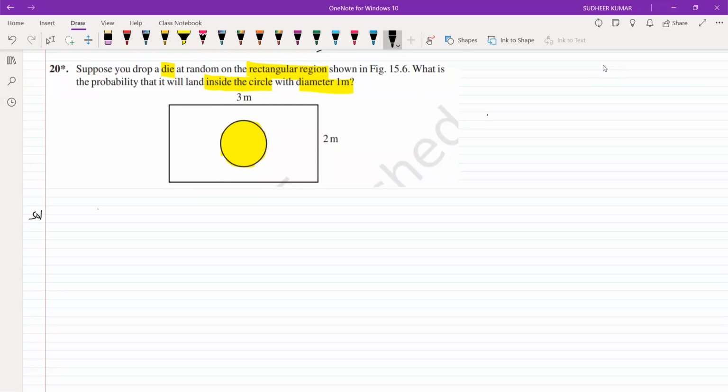So in this case, number of total possibilities is nothing but the area of the rectangle. So you need not write this, number of total possibilities. Area of the rectangle is, we know, L into B. So this is 2 into 3, which is 6 meter square.